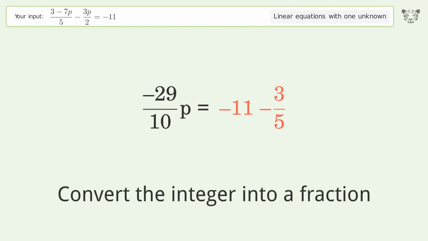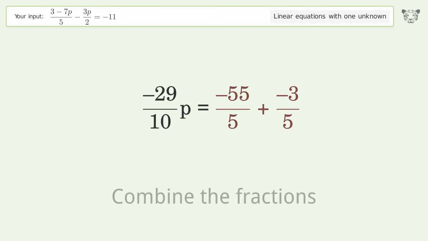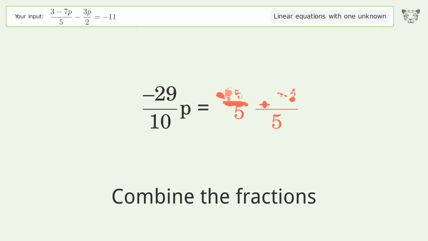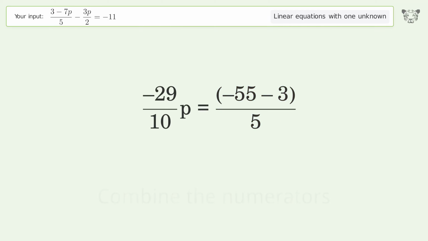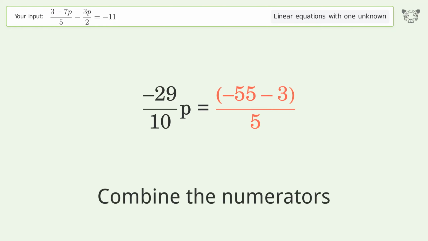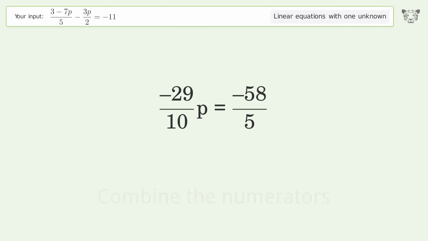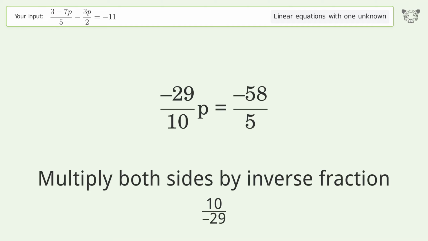Convert the integer into a fraction. Combine the fractions. Combine the numerators. Isolate the m. Multiply both sides by inverse fraction 10/-29.